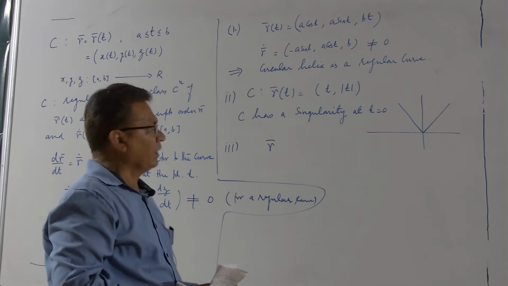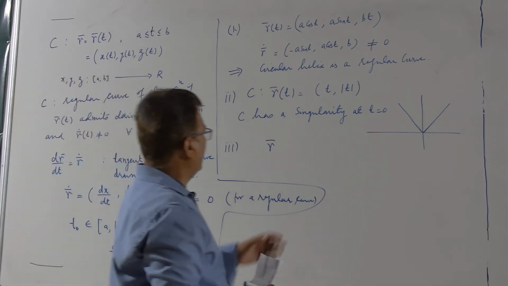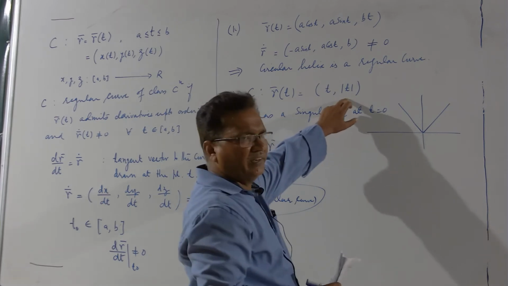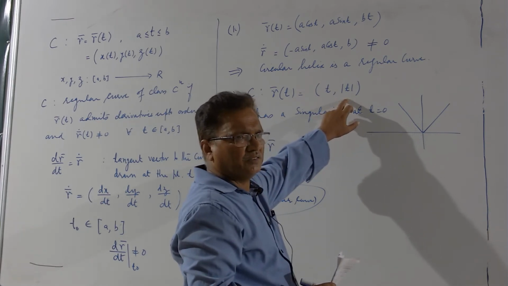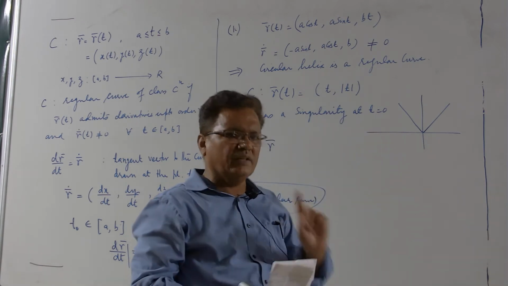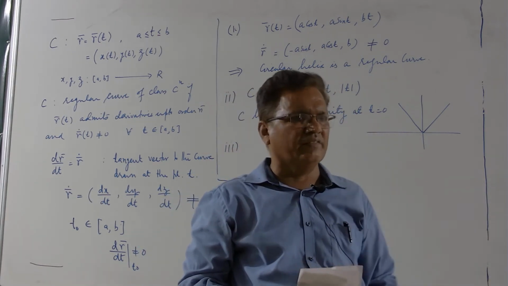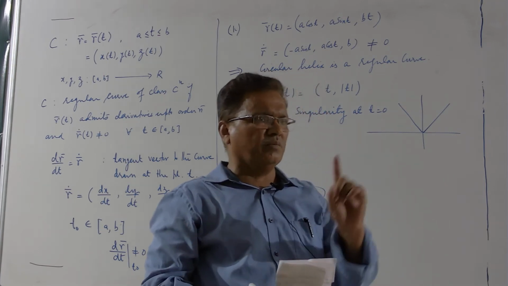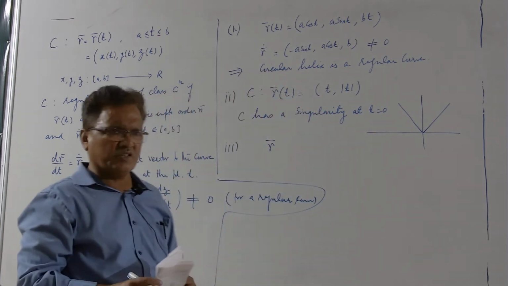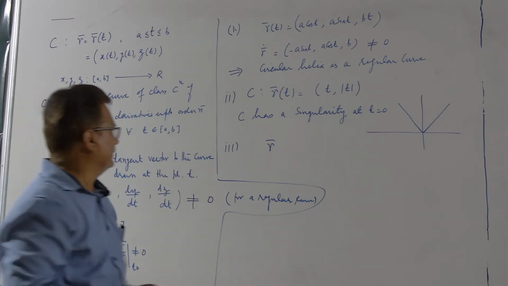Sir, we cannot find r dot t here. R dot t you can't find out, because of the modulus. You see, the derivative does not exist only at t equal to 0. Everywhere else the derivative will exist. So the problem lies only at t equal to 0. Other points are non-singular points. All right.